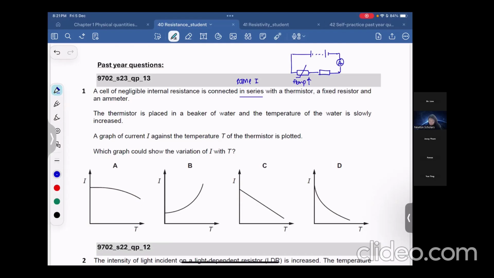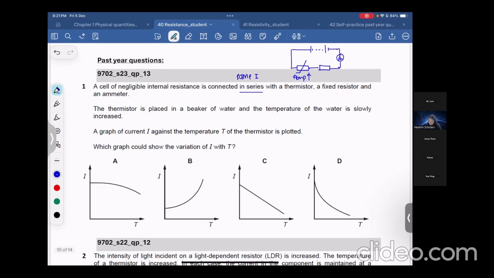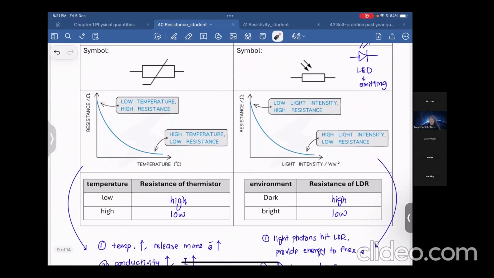So a graph of current against temperature of the thermistor is plotted. Just now, the graph that we learned in our worksheet and notes was talking about resistance and temperature. Right now it's talking about current and temperature. Temperature increases. Which graph is the correct graph, A, B, C, D, to represent I with T? No, dear Wesley, no. Just now here is resistance. This is resistance against the temperature.